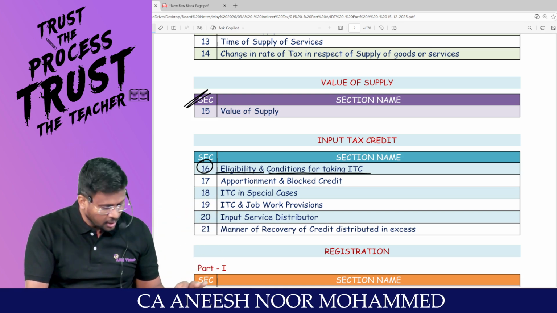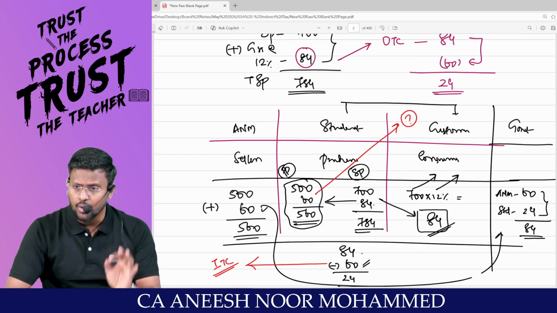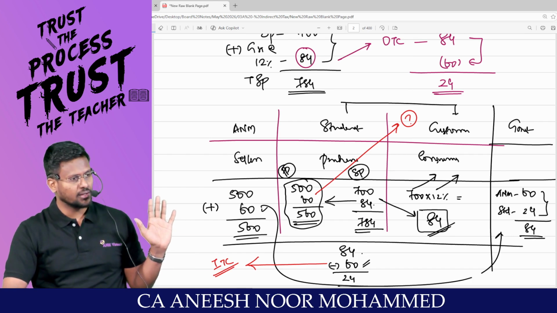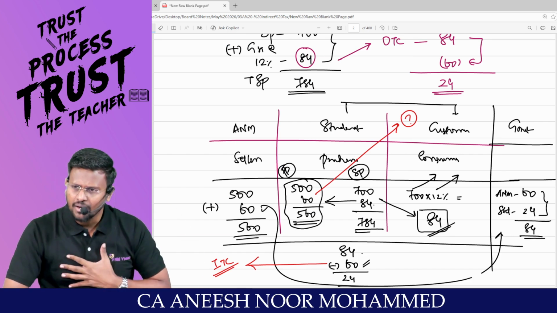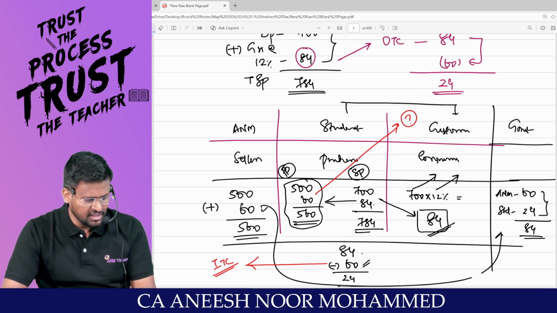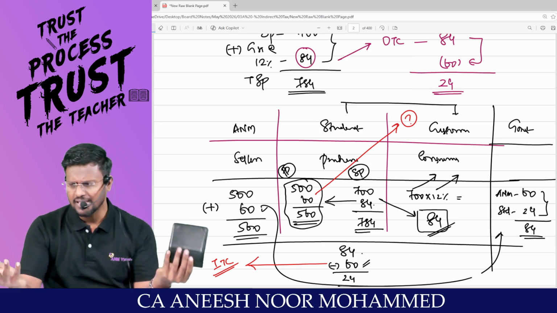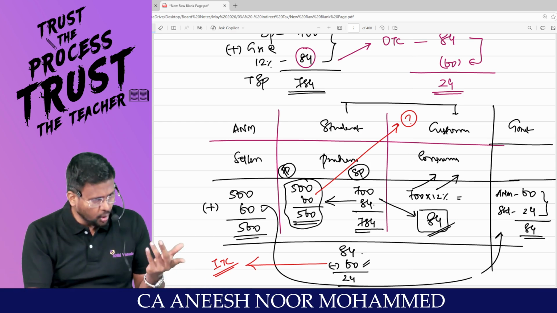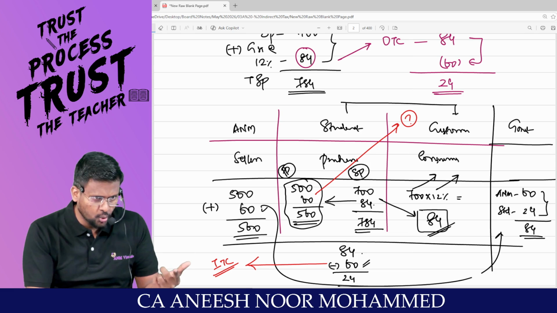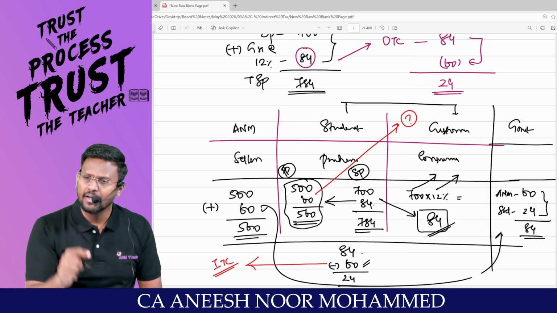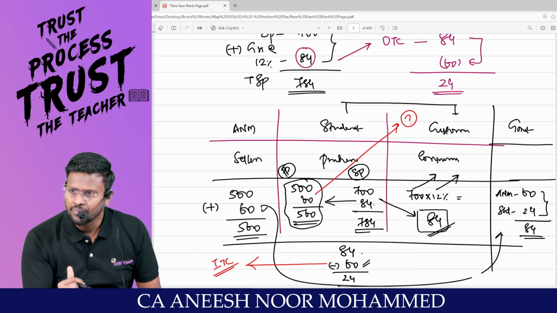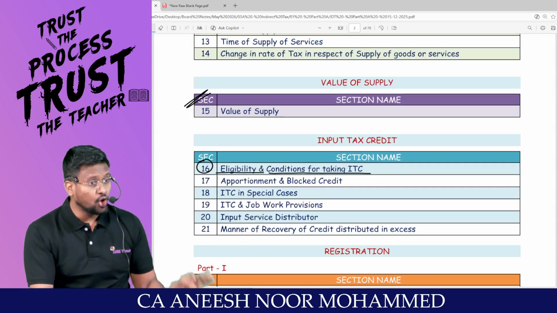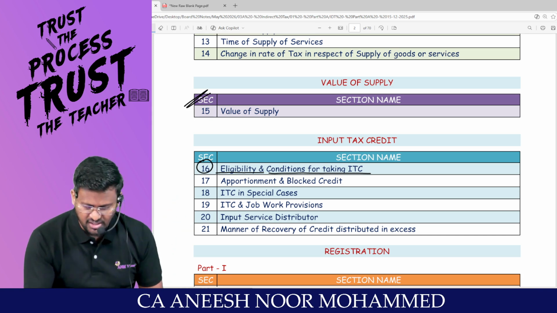If you want to claim this 60 rupees as ITC, what are the conditions you are supposed to satisfy? For example, I am the seller, A&M. You are the purchaser. What did I sell? A calculator. Assume there is no invoice at all. If there is no invoice, there is no evidence that I have sold goods to you. You have purchased without evidence. My dear lovable students, why are you claiming ITC? So, there are certain conditions to be satisfied in order to claim ITC. That's what section 16 is.